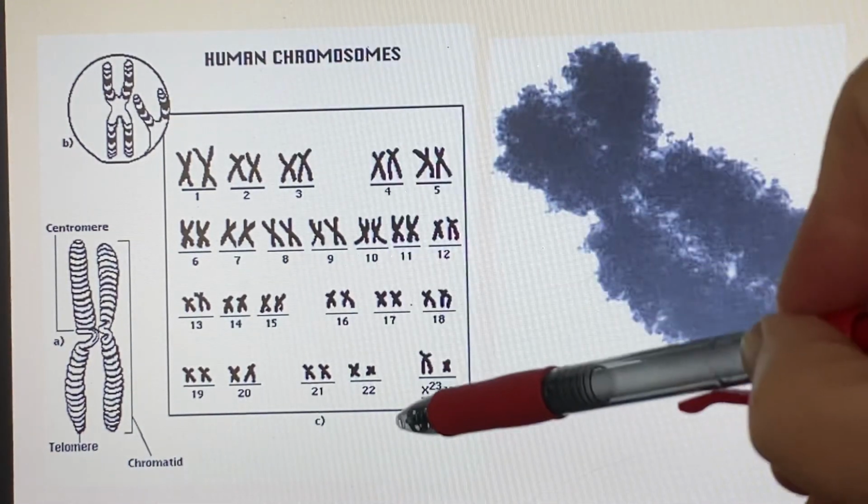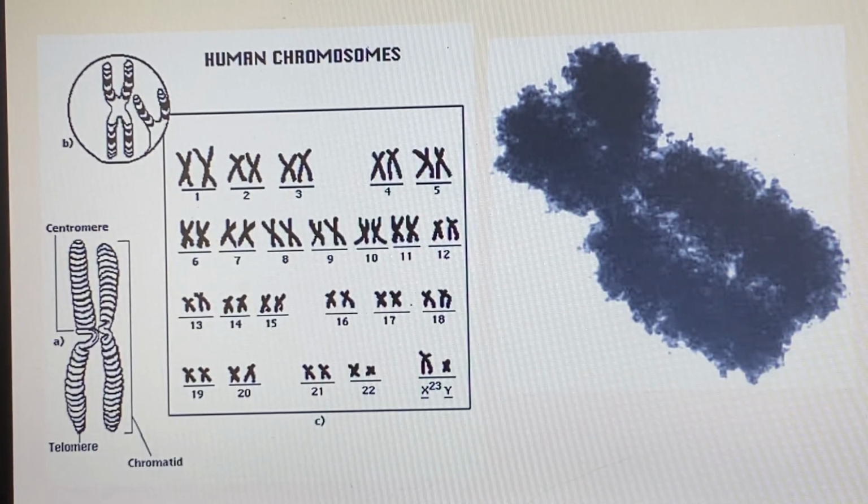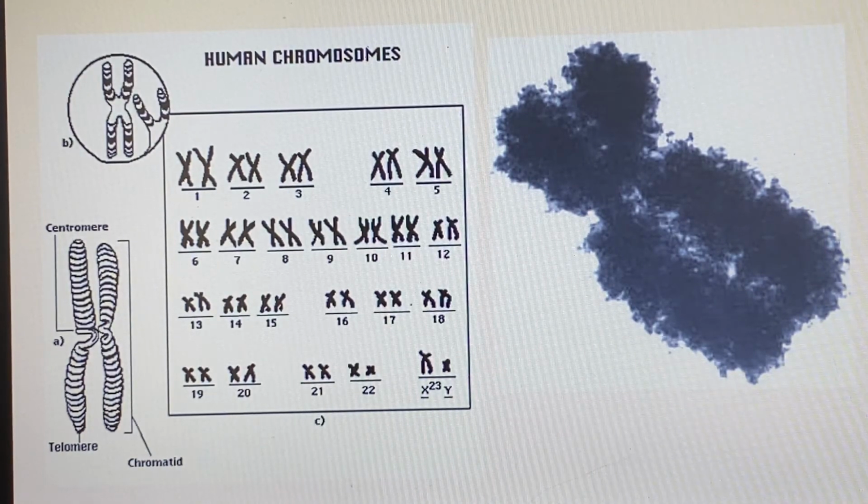Pairs 1 through 22 are referred to as autosomes. And autosomes just mean basically they're not sex chromosomes. They don't determine our gender. So all of your other genes and genetic information is on these chromosomes. Okay, anything from eye color to hair color to your liver enzymes, your cardiac enzymes, all of the genes that code for those types of traits and characteristics are located on chromosome pairs 1 through 22, which are autosomes.